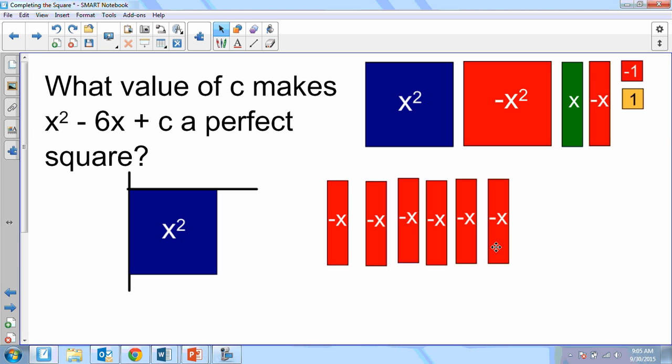Very good. X squared plus 6x plus what makes a perfect square? Nine. Good. Okay. So x squared plus 6x plus 9. Everybody get it? Nobody needs to see it up here? Okay. So we're getting faster.